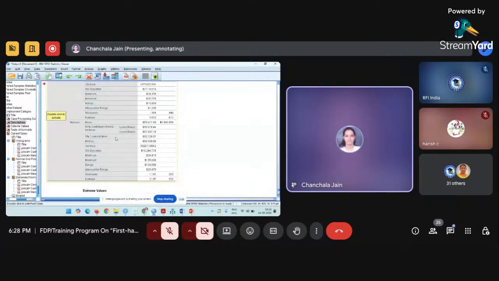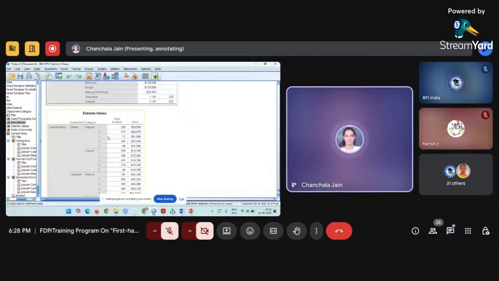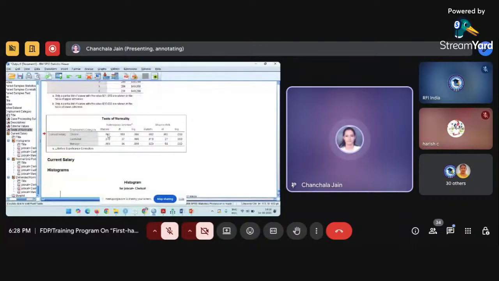For manager, there is a difference between the mean and the median, right? Skewness and kurtosis are also not meeting the criteria. Going down, these are the extreme values for all the different categories for the salary: highest, lowest, highest, lowest, highest, lowest. Then for the normality test for all the three category salaries, you can check that the significant value is less than 0.05.